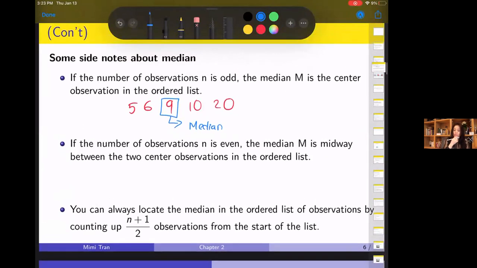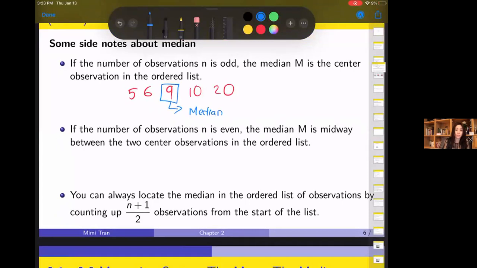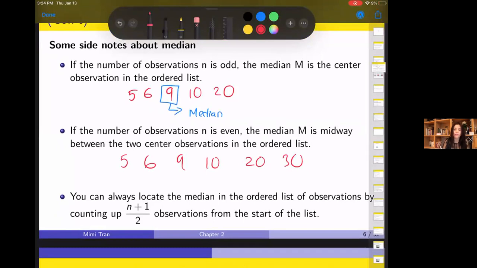If the number of observations is even, then the median is going to be the average of the middle numbers. So say I have the same one, 5, 6, 9, 10, 20. I add one more number here, say 30. So now instead of five values, I have 6 values here. So the median is going to be the average of the middle 2. It's going to be 9 plus 10 divided by 2.